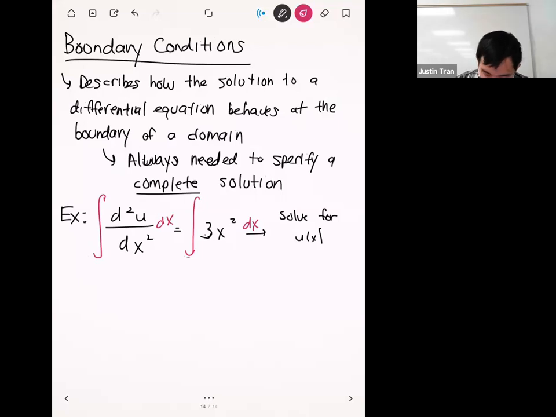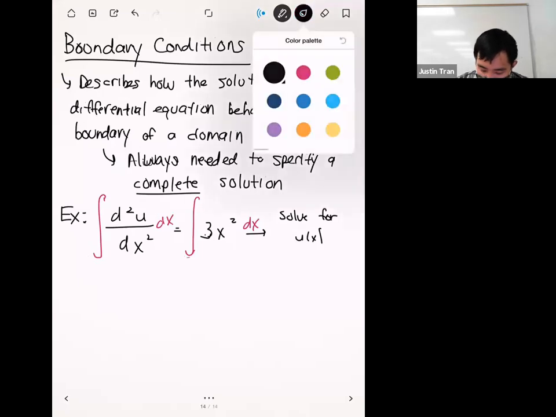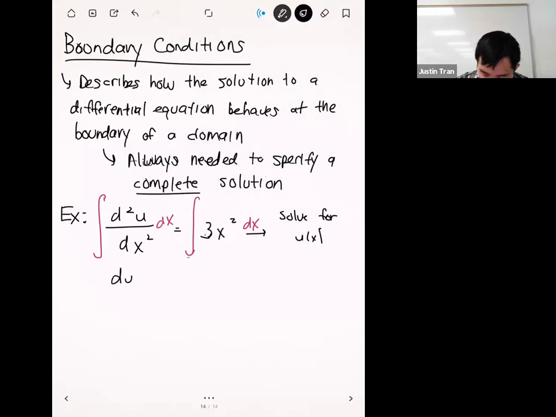Okay. And so on the left-hand side, after we integrate once, one of the orders of the derivatives is going to go away, so we're going to end up with du dx. And on the right-hand side, we're going to integrate once, and so this is going to be x cubed, right? Because the integral of 3x squared, we do the reverse power rule, right? That's you divide by 3 and you add the 3 to the exponent.